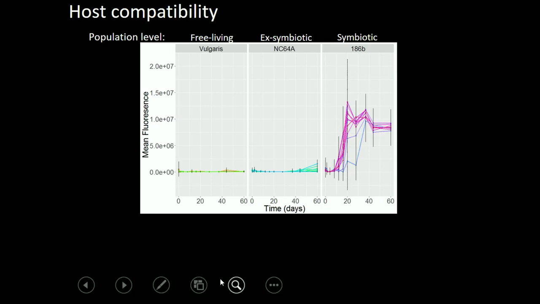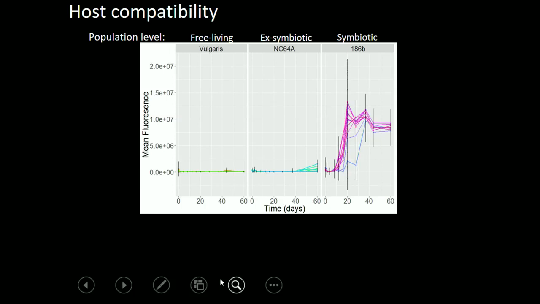The free-living chlorella shows no increase in fluorescence, and therefore does not re-establish with the host. But interestingly, the lab strain, the one in the middle panel, does eventually show increases in fluorescence. So it does seem that it has the capability to be recognized, but because of the long time since it's been symbiotic, this takes far longer, and the establishment takes a lot longer.